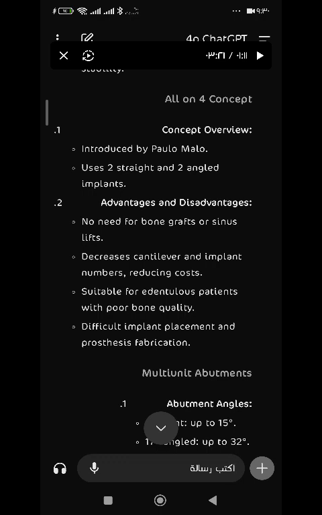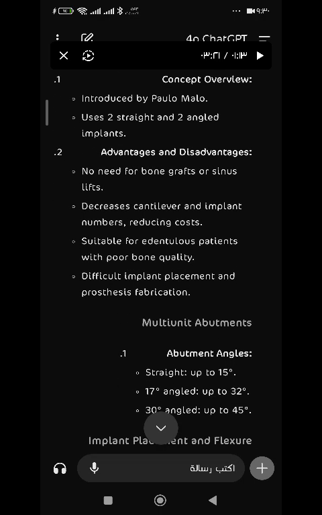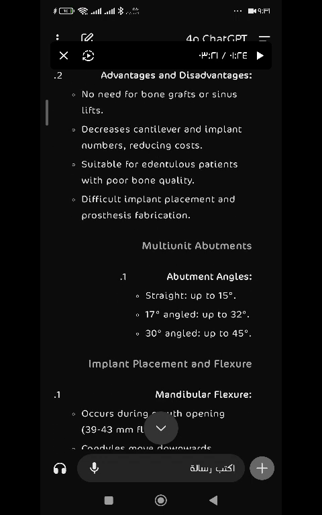7. Advantages and disadvantages. No need for bone grafts or sinus lifts. Decreases cantilever and implant numbers, reducing costs. Suitable for edentulous patients with poor bone quality. Difficult implant placement and prosthesis fabrication.